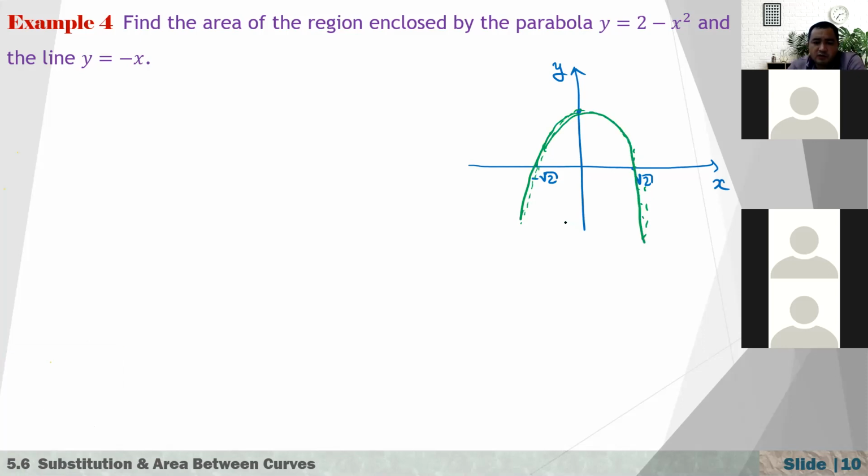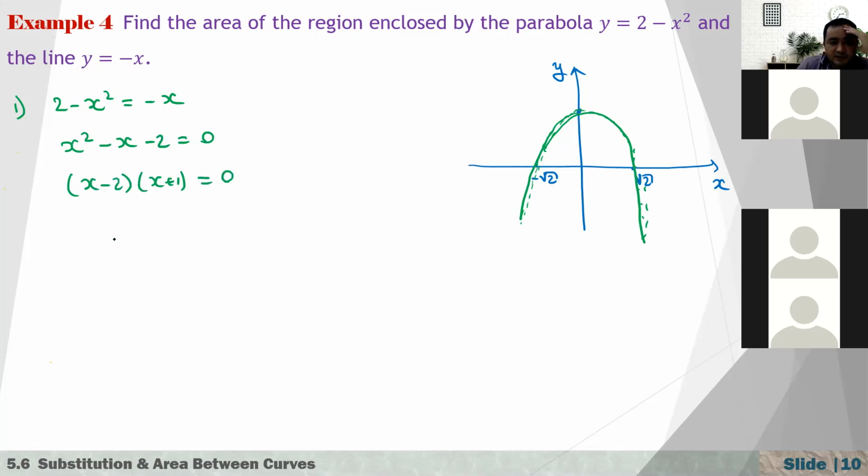And how about y equals minus x? So first, let's find the intersection points. To find the intersection points, number one, we need to solve this equation: 2 minus x squared is equal to minus x. Where do they intersect each other? It is simply a quadratic equation. We have x squared minus x minus 2 equal to 0. We can factorize this: x minus 2, x plus 1, equal to 0. So that is when x equals -1 and when x equals 2.